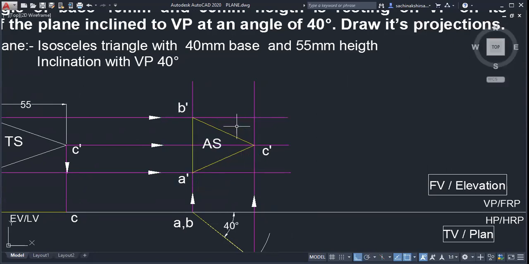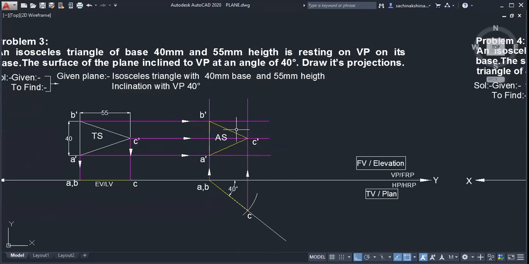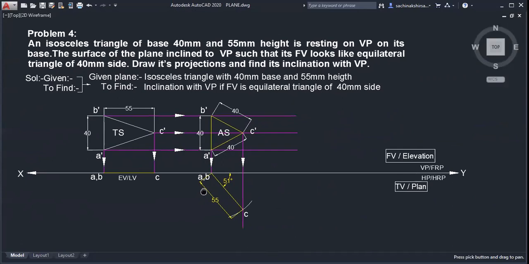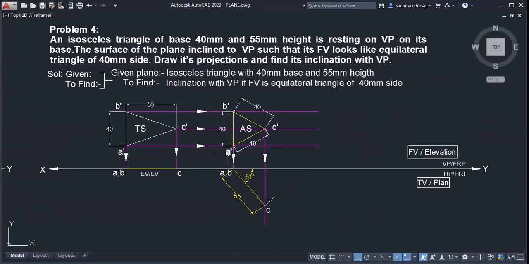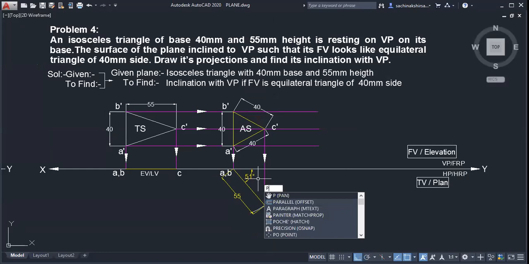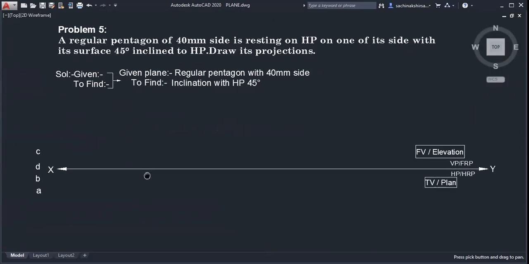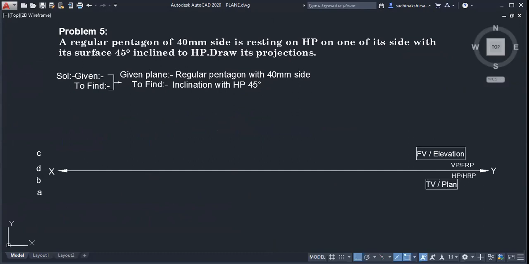Do you understand? Actually, the first two were reverse problems. This is not a reverse problem. So once again you can check in your notebook. This inclination should be 51. Have you understood? Now a simple problem as homework. You can take this.